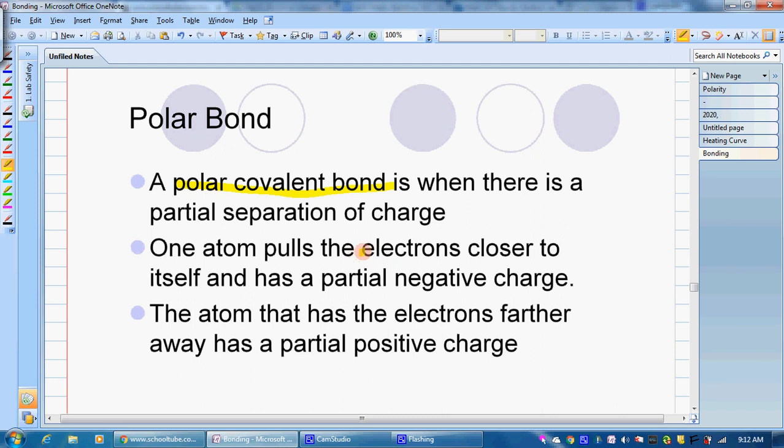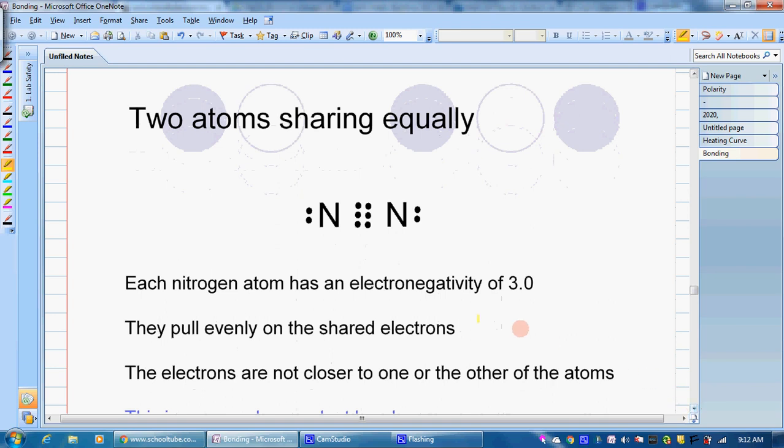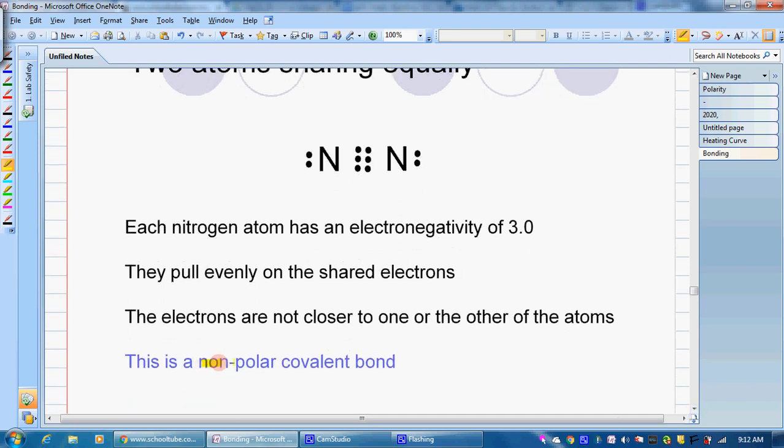The atom pulls the electrons closer to itself, and that one has a partial negative charge. The atom that the electrons are farther away from has a partial positive charge, and so we're not really totally neutral anymore. This would be an example where we have two atoms sharing these electrons exactly in the center. Their electronegativities are both 3.0, so they're pulling evenly on those electrons, and this would be nonpolar, because they share equally.